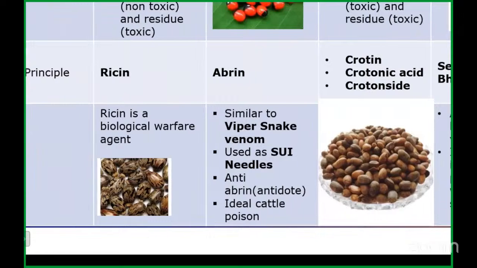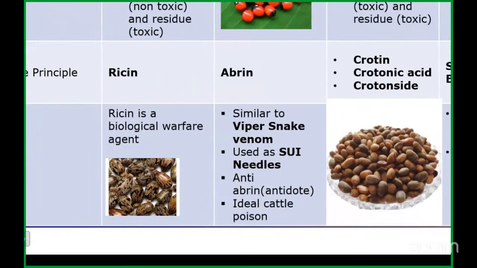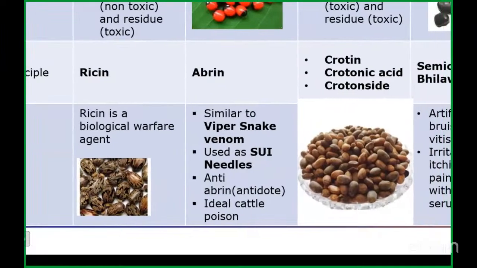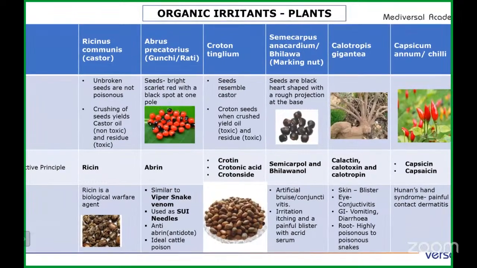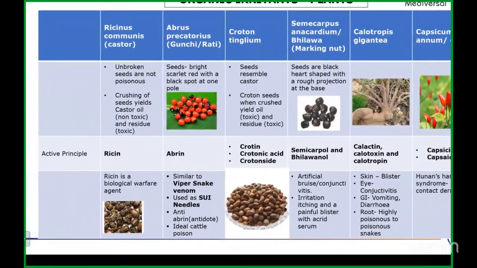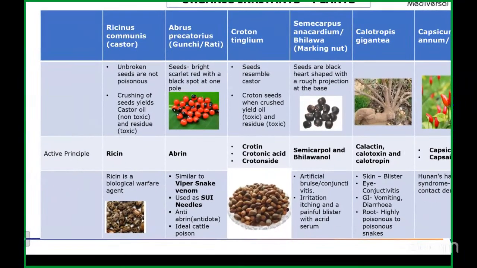How will you identify the seeds? Identifying seeds becomes very difficult in the exams, especially. I can only give you one little hint. Anytime you find a seed looking like a cockroach, it's more likely Ricinus communis or castor. So unbroken seeds are not poisonous. However, when broken and crushed, the residue that you have from those seeds is what is poisonous.